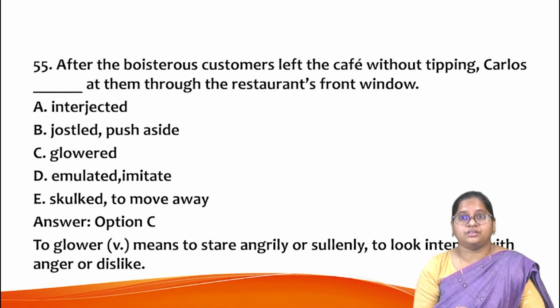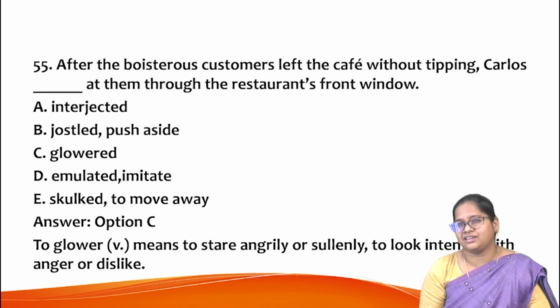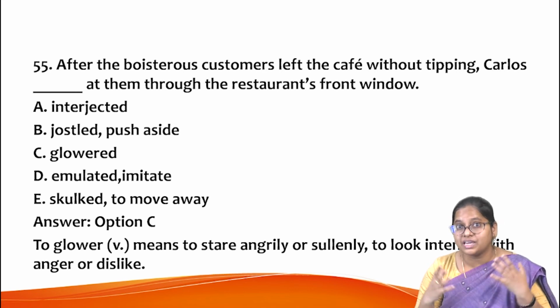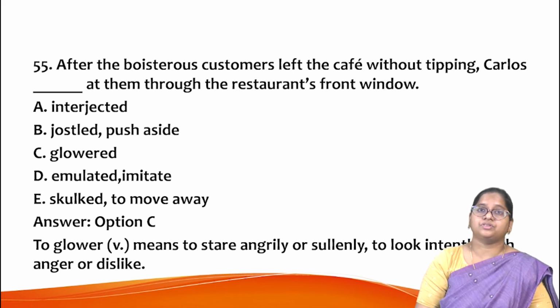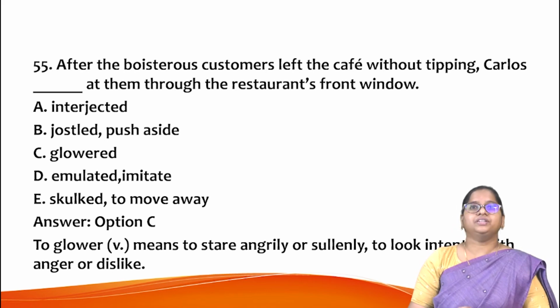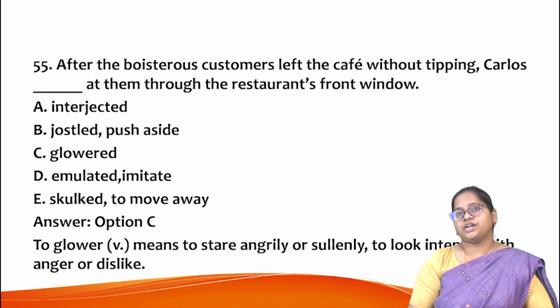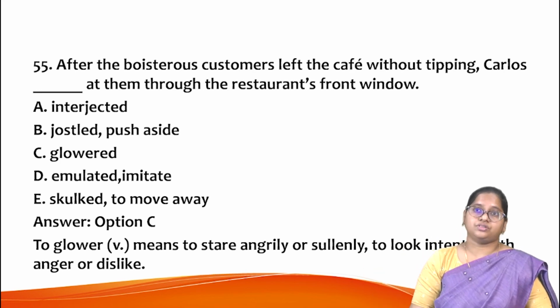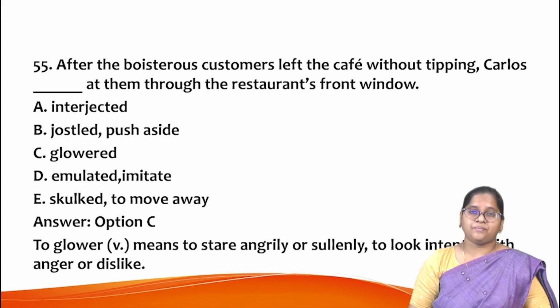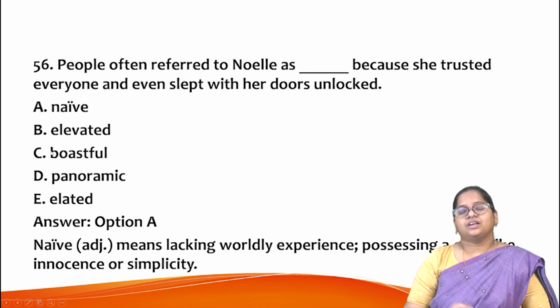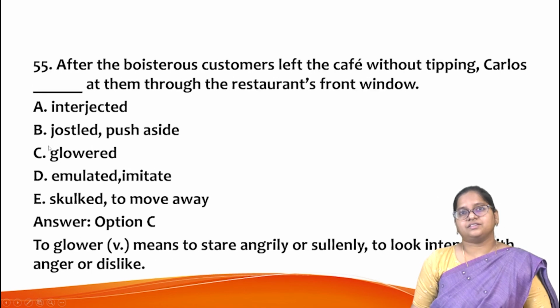Three is glowered. Glowered means to look intently, with a sullen face, not liking, a kind of hurtful behavior, look purposefully at the person. Fourth one is emulated. Emulated means you imitate, you copy someone. Another option is skulked. Skulked means moving away, coming back. So what is the right option? Glowered means to look angrily at the person. So after the boisterous customers, he glowered at them through the restaurant's front door. Option C is the right answer.